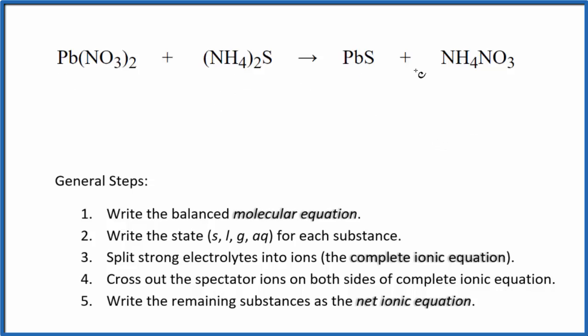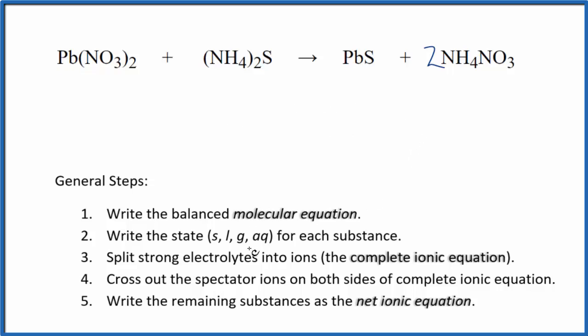So let's see, we have 2 ammonium ions here and only 1 here. Let's put a 2 in front of the ammonium nitrate. Now we have 2 ammonium ions, but also 2 nitrates. That's fine because we have 2 nitrates here, and we have a lead on each side and a sulfur. So we're done. That's the balanced molecular equation.